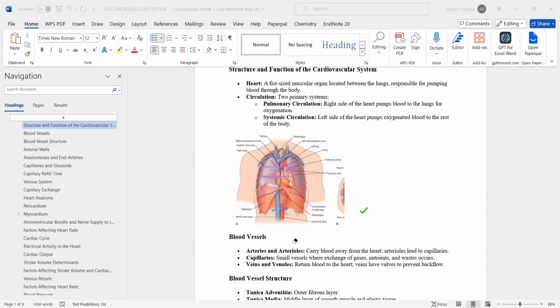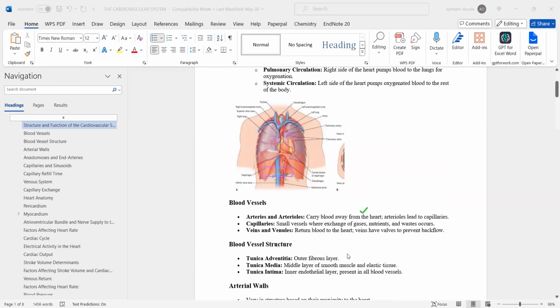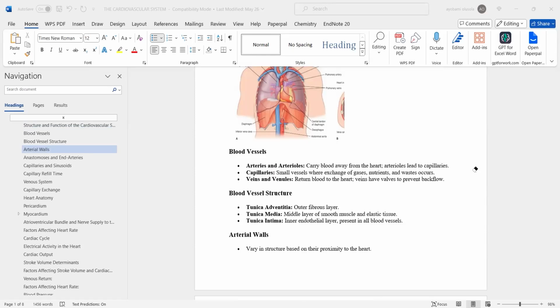So let's talk about the blood vessels. We have majorly the arteries and the veins. The artery, then the smaller arteries, the arterioles. What they do is that they carry blood away from the heart. And the arterioles lead to the capillary.